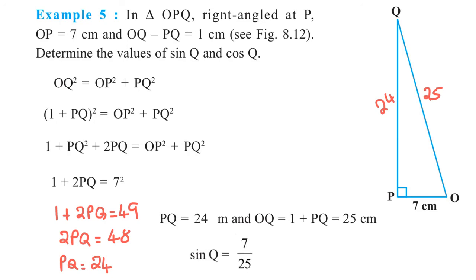Cosine Q, adjacent over hypotenuse. Adjacent is PQ, that is 24. So cosine Q is 24 over 25. Hence, we have determined the values of sine and cosine Q.